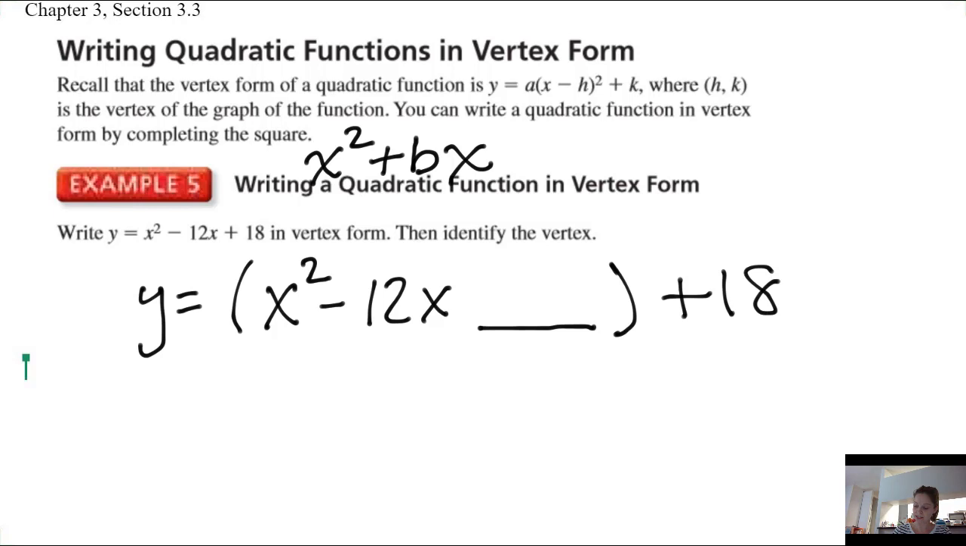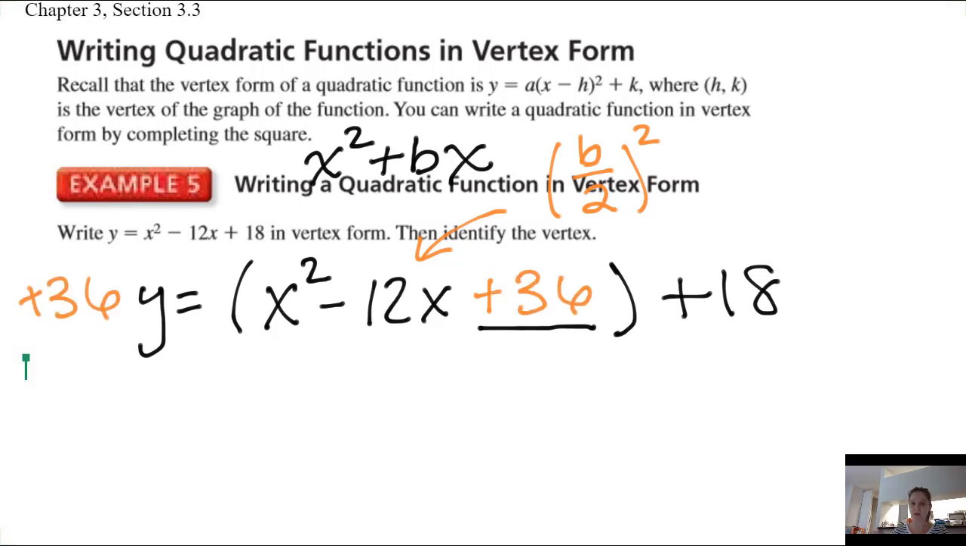You remember from the previous lesson, to complete the square, we take b divided by 2 and square it and add that to both sides. So half of negative 12 is negative 6. Negative 6 squared is positive 36. And to keep an equation balanced, what we do to one side, we must do to the other. So we need to add 36 to both sides.